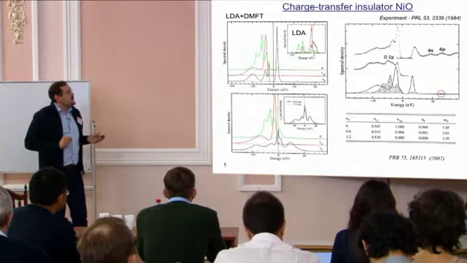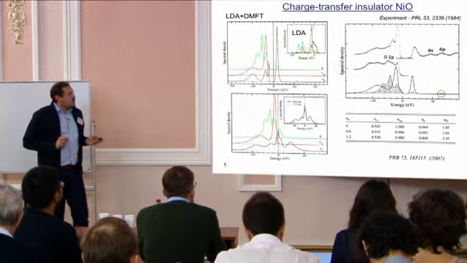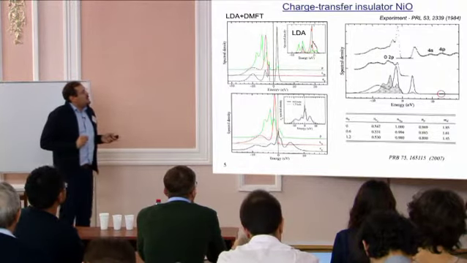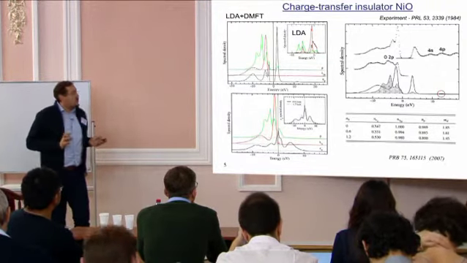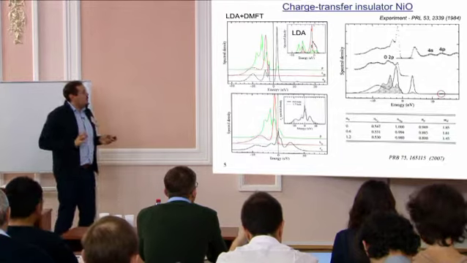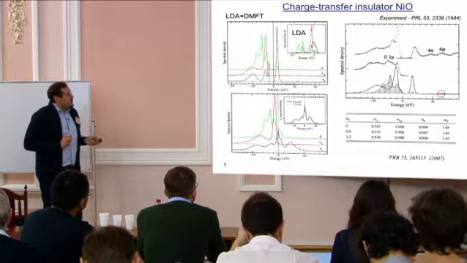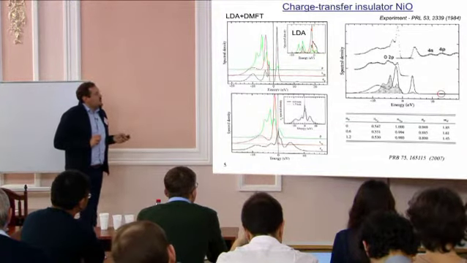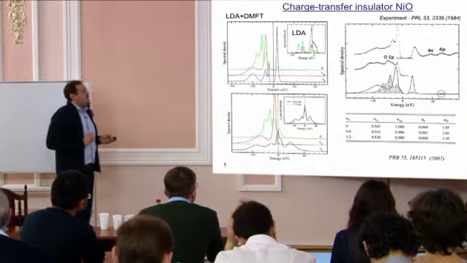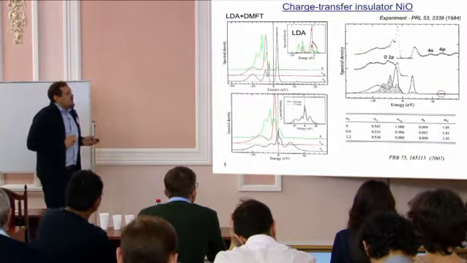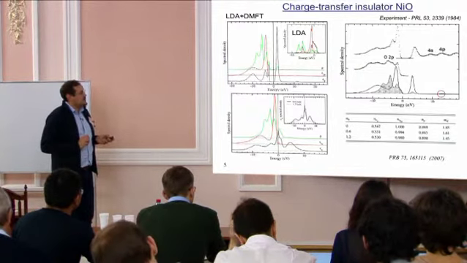So this inset shows the LDA result for the 3D nickel band split into T2G and EG orbitals, triple and twice degenerate, in red and black. You can check this in the caption, and also the green states correspond to oxygen 2p states. As one can see, in LDA nickel oxide is a metal, which contradicts the experiments.